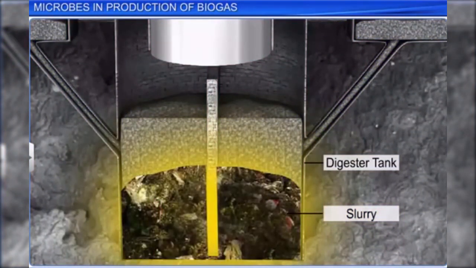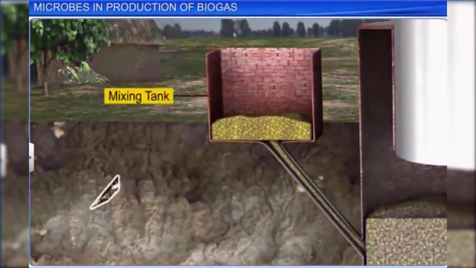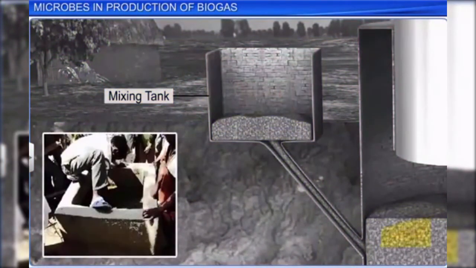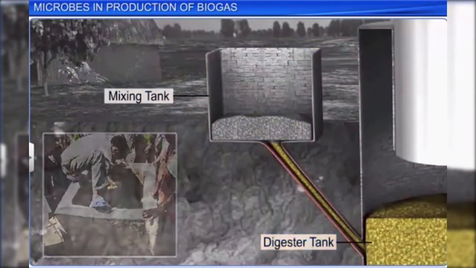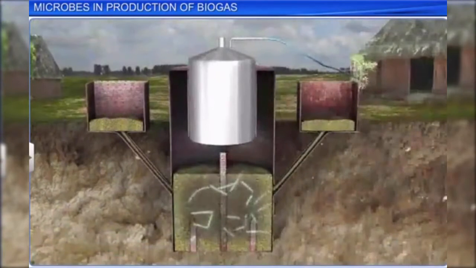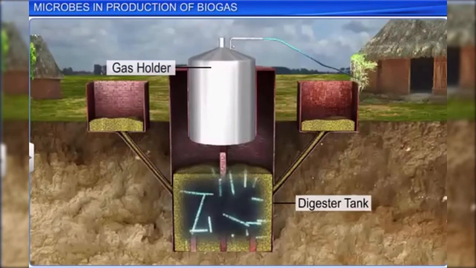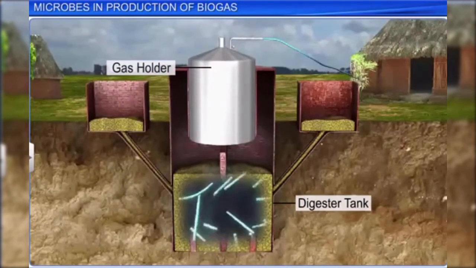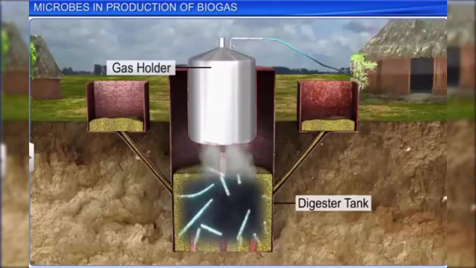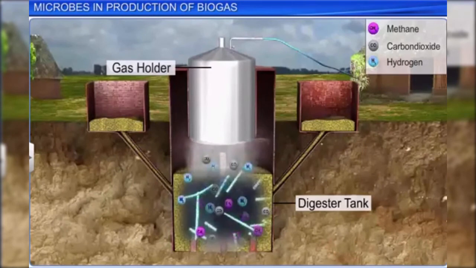In fact, the biowastes and cattle dung in the slurry are first soaked in water and mixed in the mixing tank before they are allowed into the main tank, so that they provide the bacteria a suitable medium to grow. Methanobacterium and other anaerobic bacteria present in the slurry decompose it to release a mixture of methane, carbon dioxide, and hydrogen. This mixture of gases is also known as biogas.